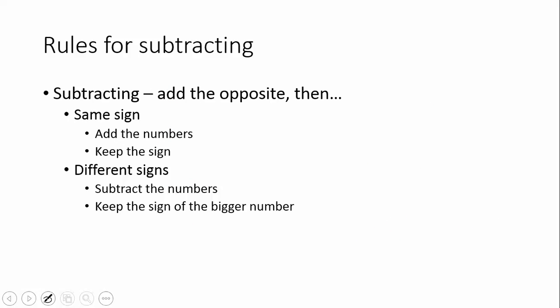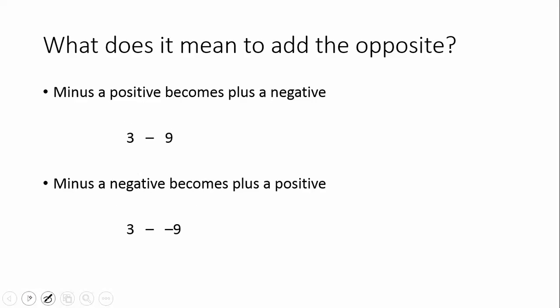Now let's look at rules for subtracting. When we subtract two numbers, we will add the opposite, and then the rules are the same. So once you change the subtraction sign to addition, then we change the sign of the number behind it, and the rules stay the same. So let's look at some examples.